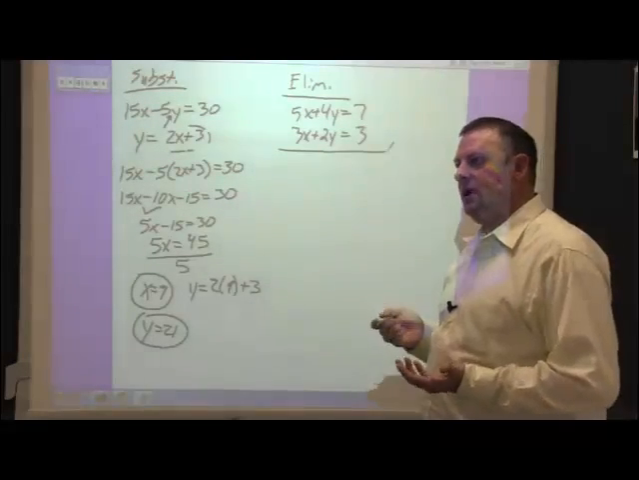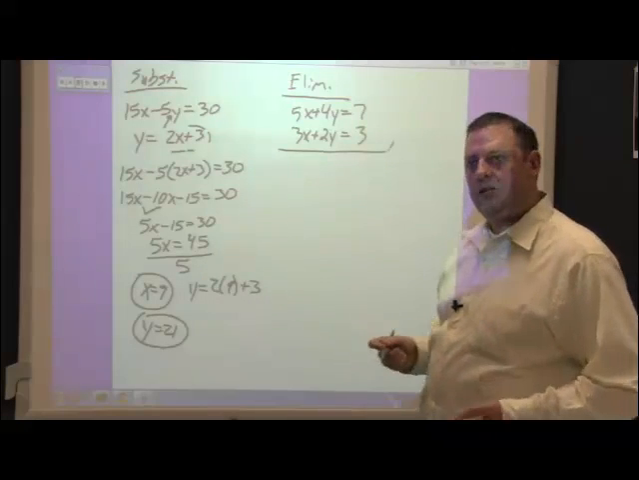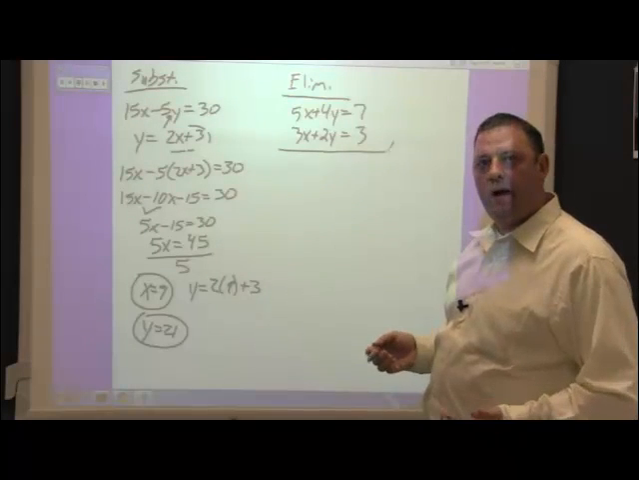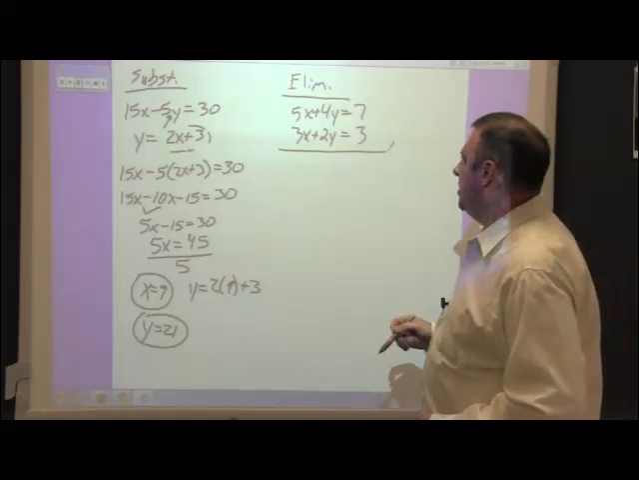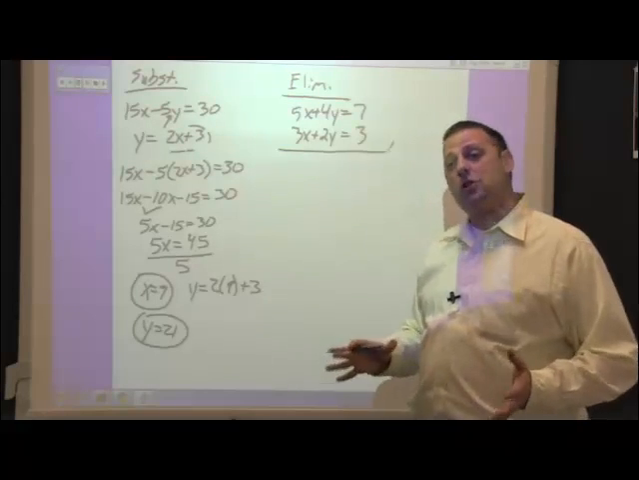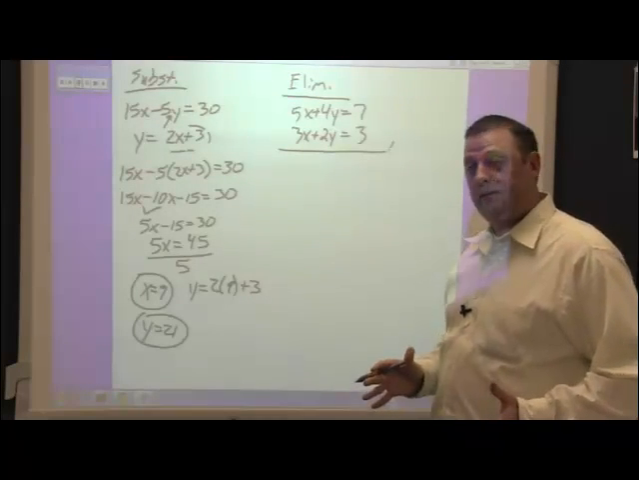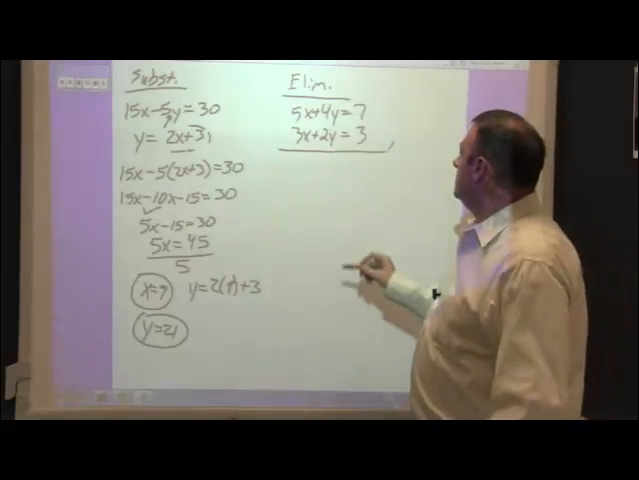So we have to use some kind of algebraic manipulation. We're going to multiply one of these equations by a number to see if we can get things to cancel. You're allowed to multiply an equation by any number as long as you multiply every term by it. So it's legal to do that.